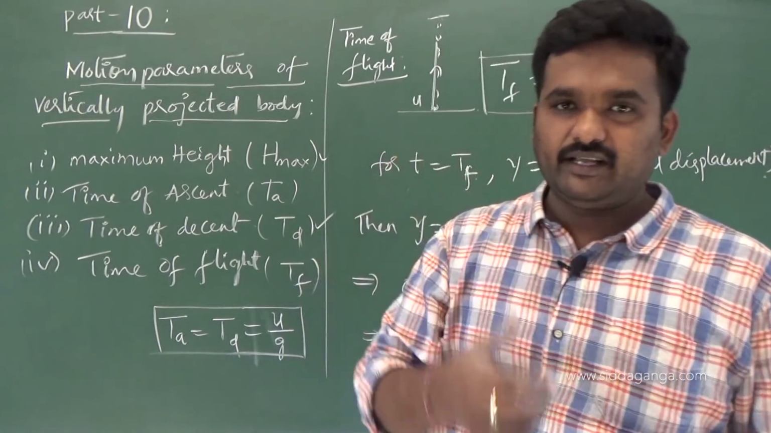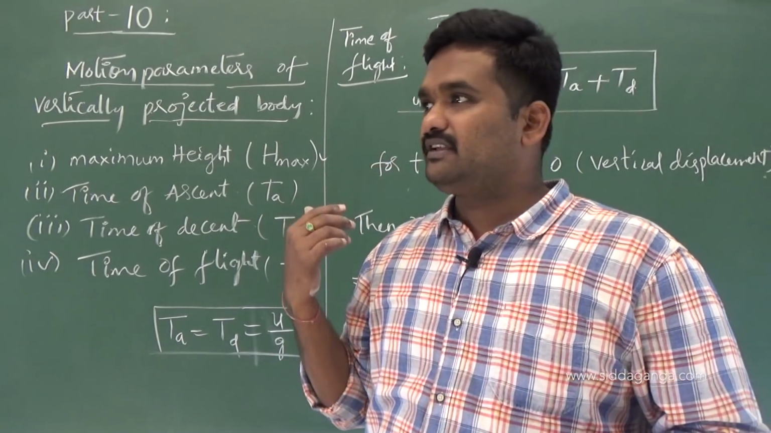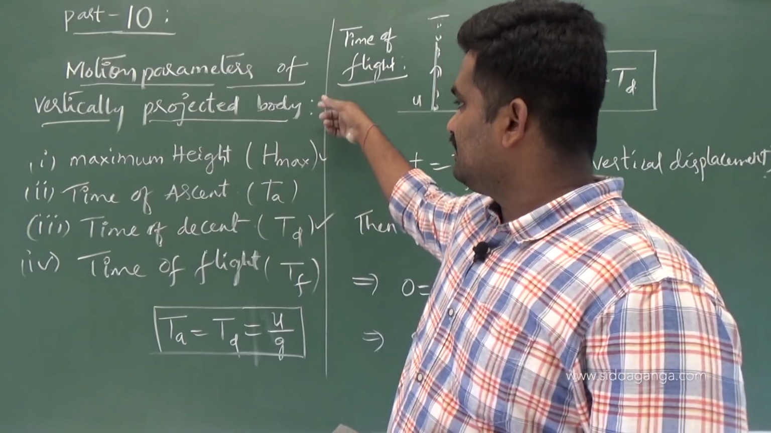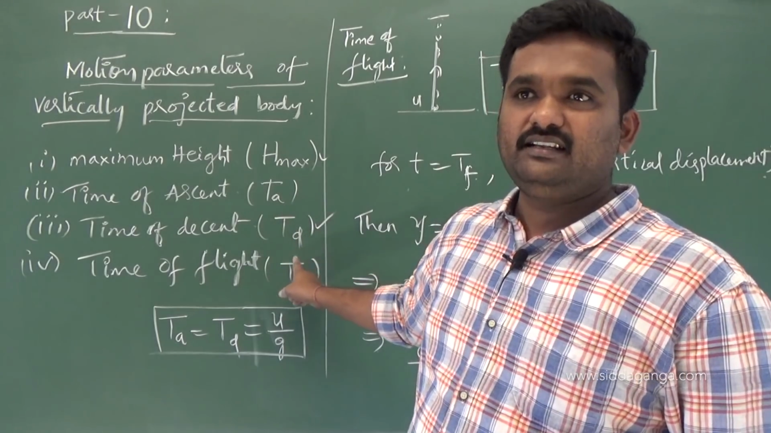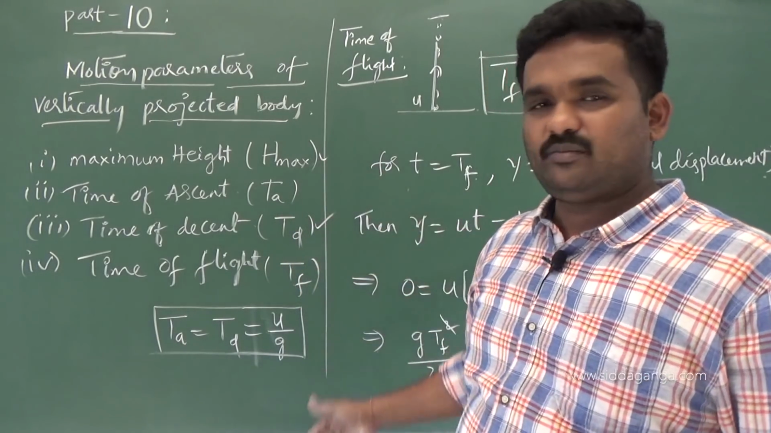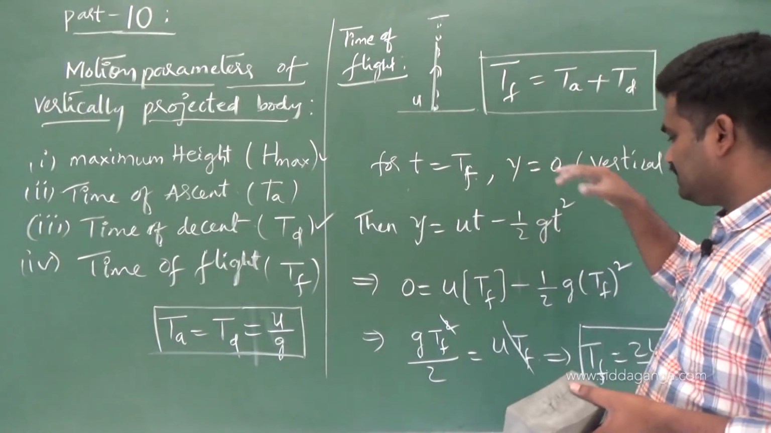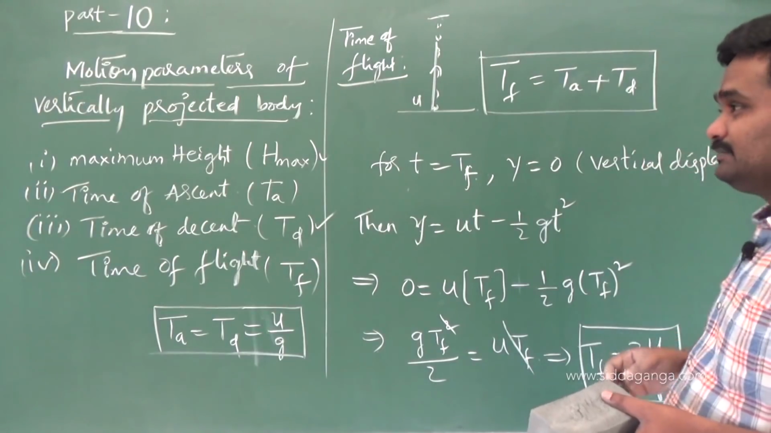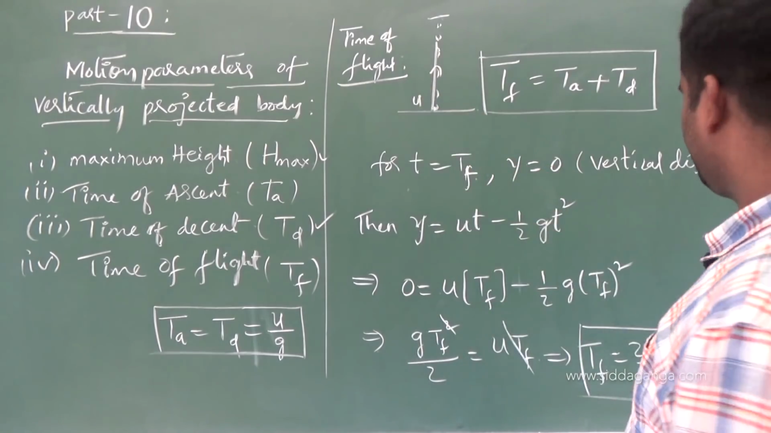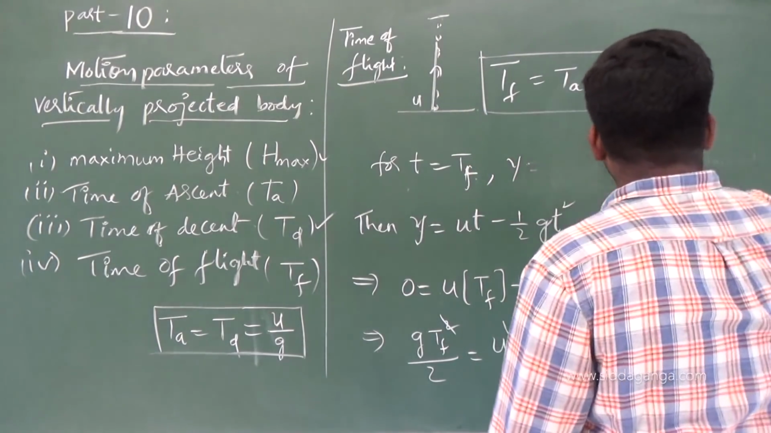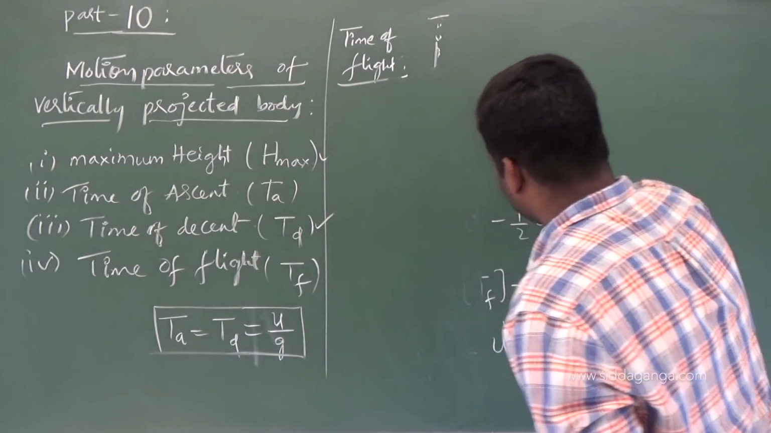How will you remember your name? In the same way, throughout the course of this physics discussion, we need to remember these relations for maximum height, time of ascent, time of descent, and the values related to time of flight. You have to remember all the values. You should not forget these values. That is the one thing you have to remember regarding motion parameters for a vertically projected body. Now, in continuation, I am going to add some more parameters here. We'll see that.